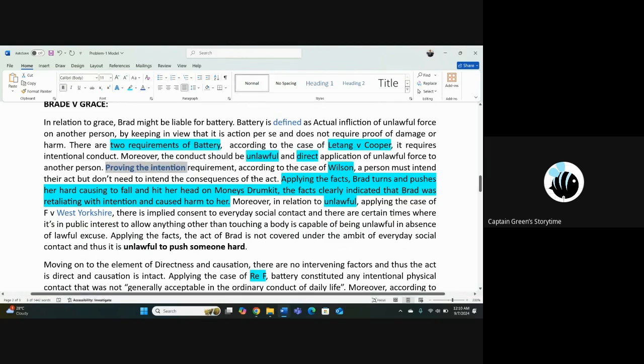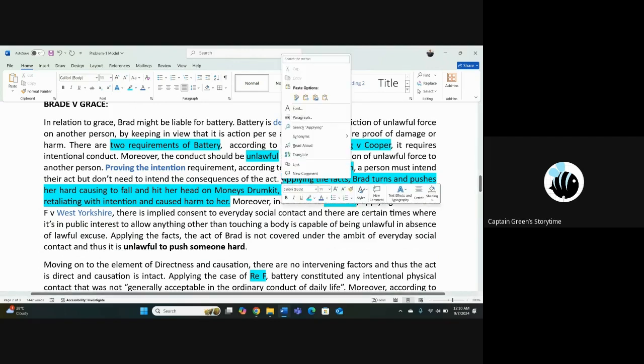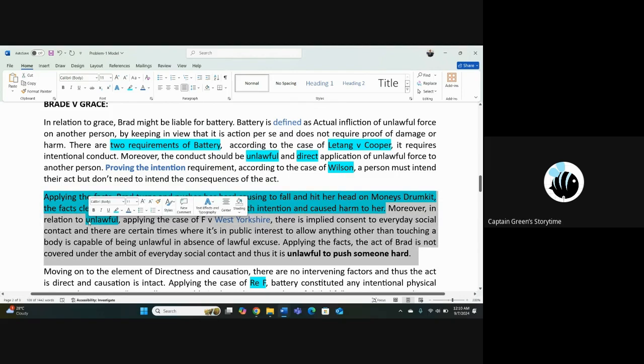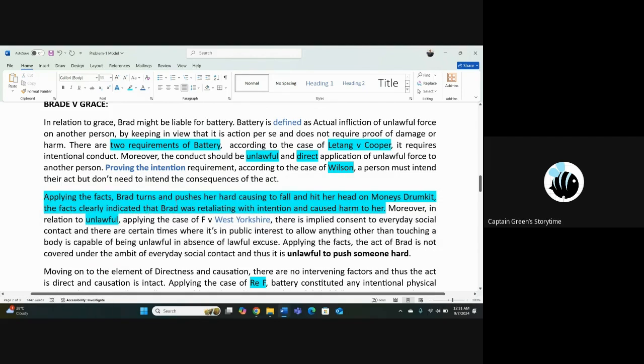I'm making it bold for you. You should write that according to the case of Wilson, a person must intend their act but does not need to intend the consequences of the act. Again, the first para is about laws. The second para is about applying the facts. Brad turns and pushes her hard, causing her to fall and hit her head on the drum kit, and the facts clearly indicate that Brad was retaliating with intention and cause to harm.